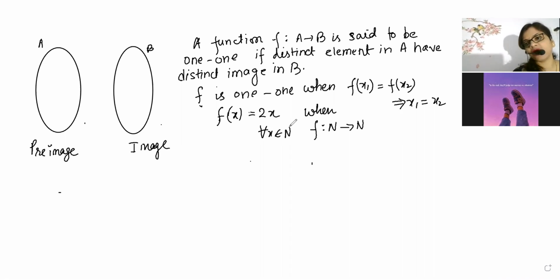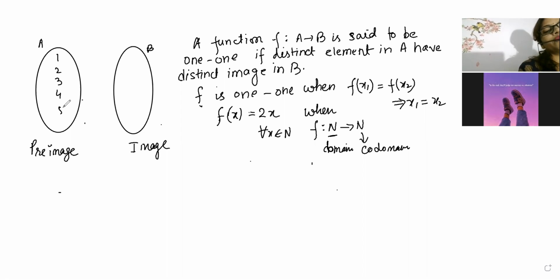Beta, the function goes from the domain to the codomain, and the range comes from the codomain. The domain is the set of natural numbers and the codomain is also the set of natural numbers. So we write the set of natural numbers: 1, 2, 3, 4, 5, 6, 7 and so on, on both sides, beta. But the function given is f of x is equal to 2x.